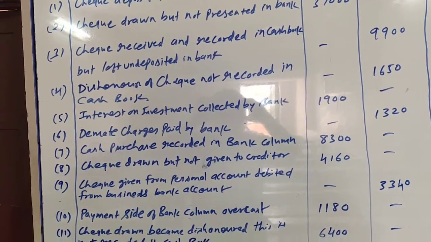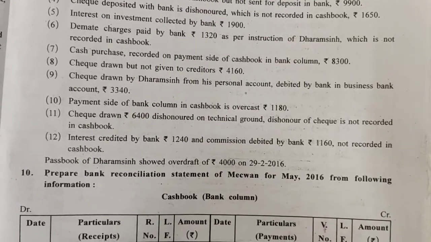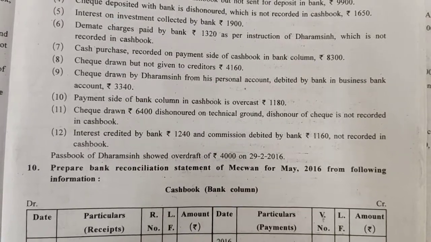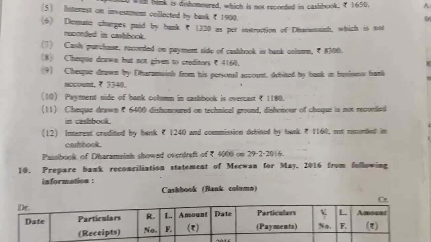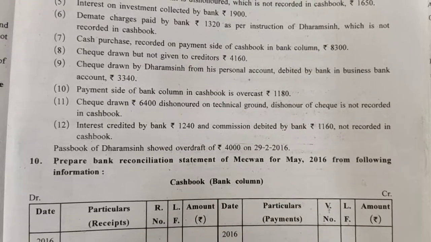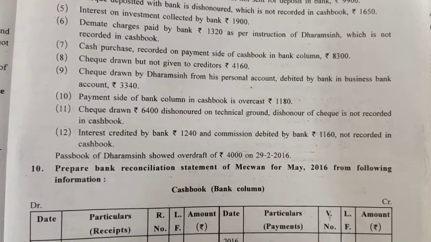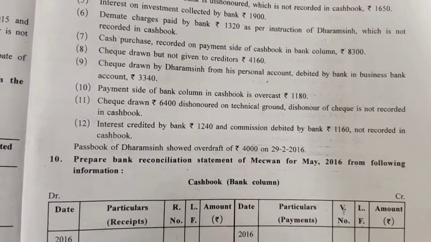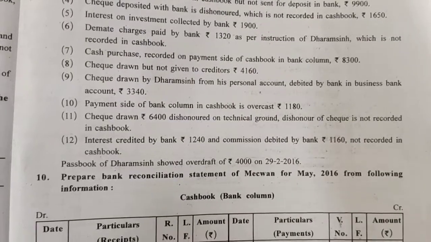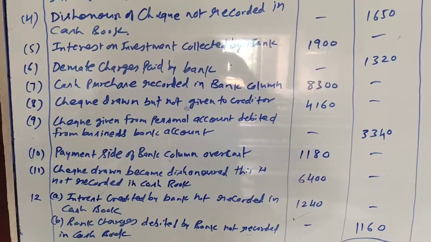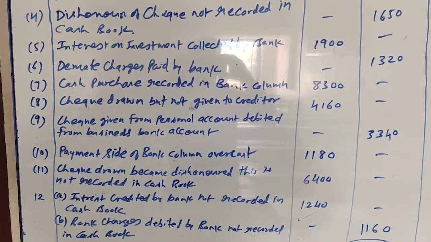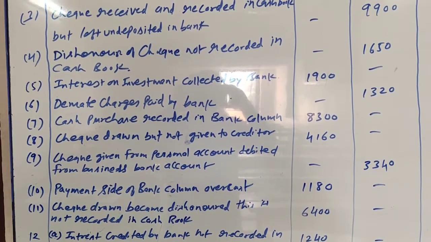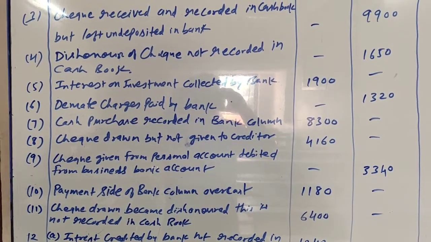Next, check drawn by Dharam Singh from his personal account debited by bank in business bank account 3340. So friends, check which was drawn from personal account is paid from business account. Okay, so bank must have debited in business account 3340. So we will be crediting this in our bank reconciliation statement. Here it is. 9 number, check given from personal account debited from business bank account 3340.